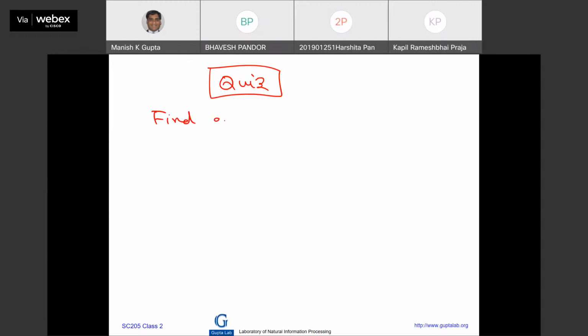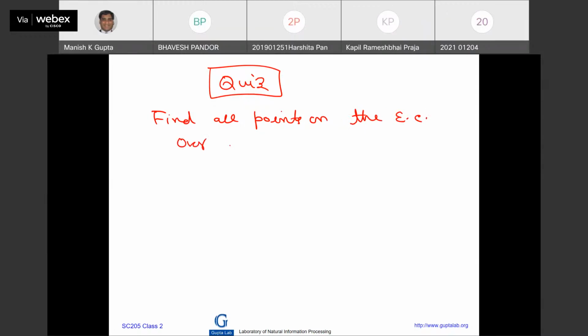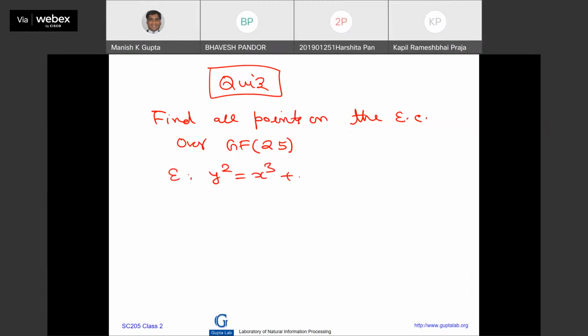Find all points on the elliptic curve over a Galois field having 25 elements, and the curve is y square is equal to x cube plus x plus 4. This is the question. You have to find all points. How many points are there?